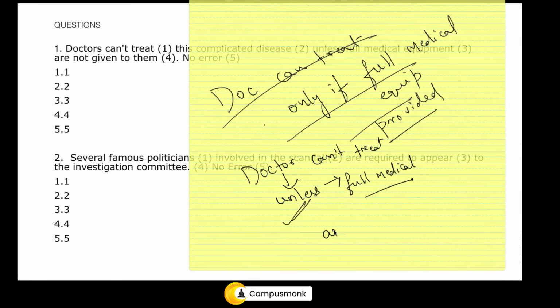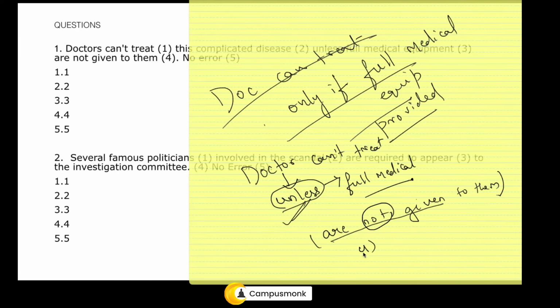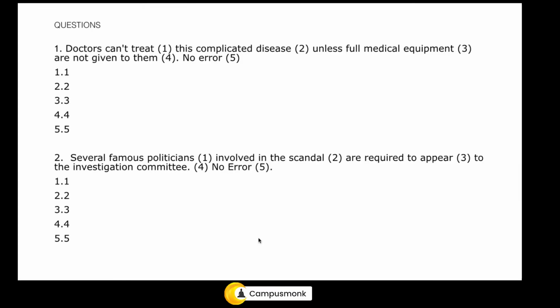So there is a term "are not given to them." This "unless" itself justifies that if they are not provided, they can't treat. So this "not" is not adding any extra sense to the statement. So the error is in this part, which is part 4, so your answer will be option 4. Your statement should be: doctors can't treat this complicated disease unless full medical equipment is given to them. Alright, so the error is in option 4.